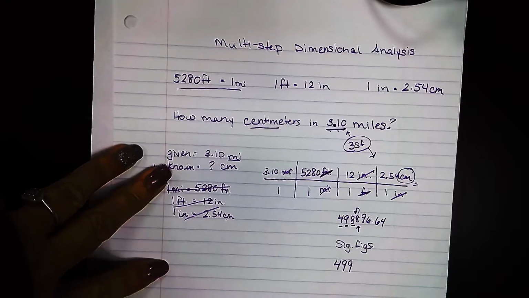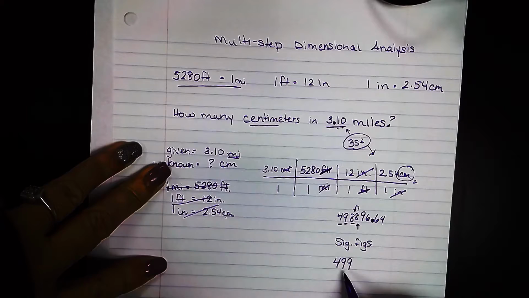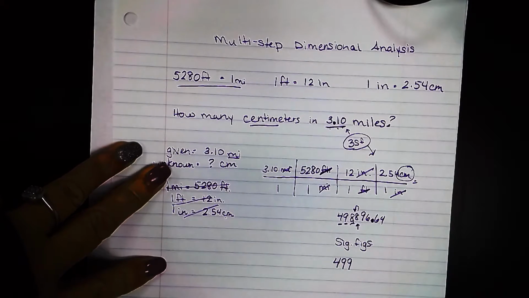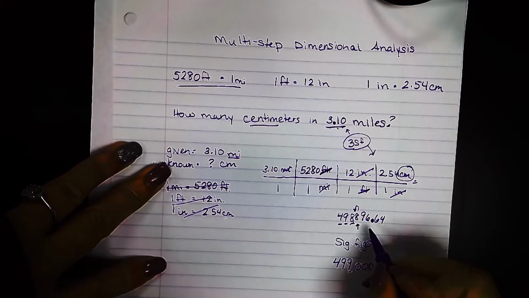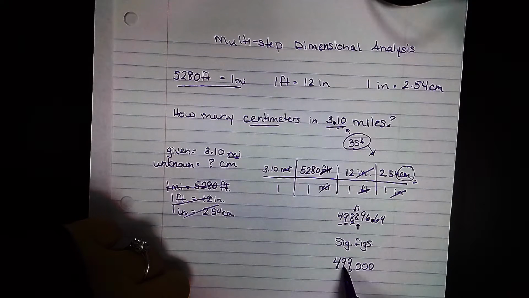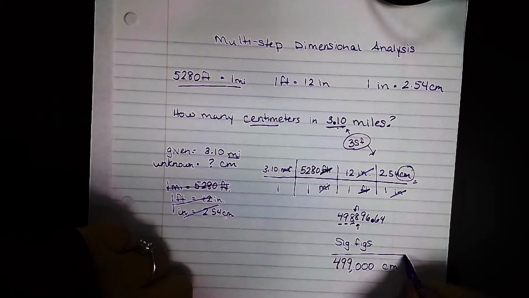499. Can we just leave it at 499? Not a chance, because that is not nearly the same value as 499,000. So what we need is to put in the zeros that are placeholders leading up to the decimal. We don't want the decimal, and we don't want any zeros after the decimal, because if you look at this number, there are 3 sig figs, 499, okay, which is exactly what we want. And our unit in the end is centimeters.